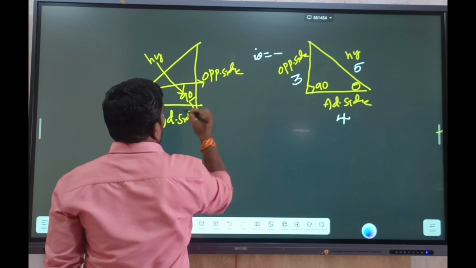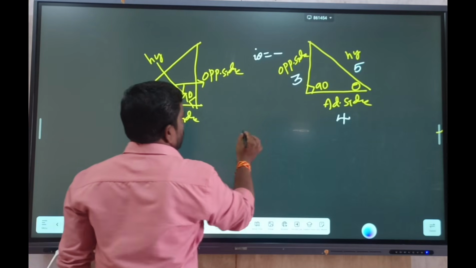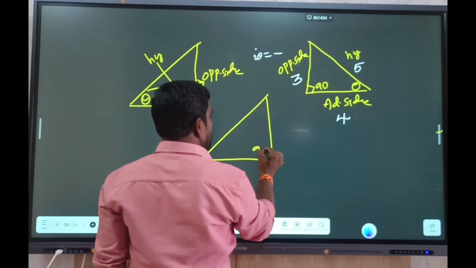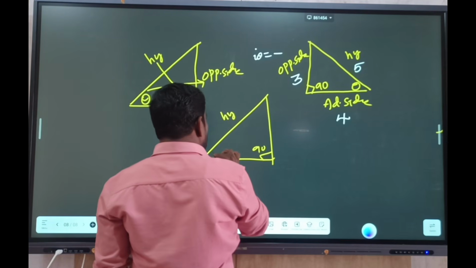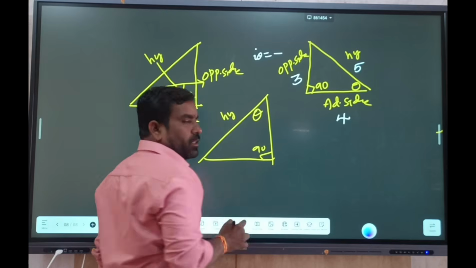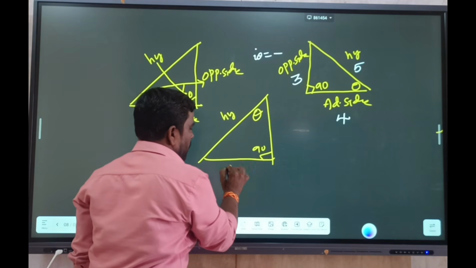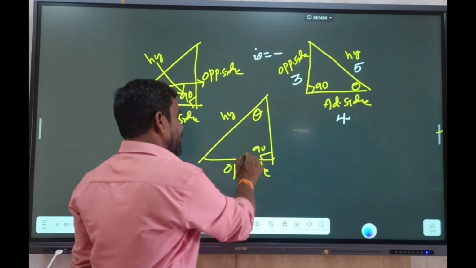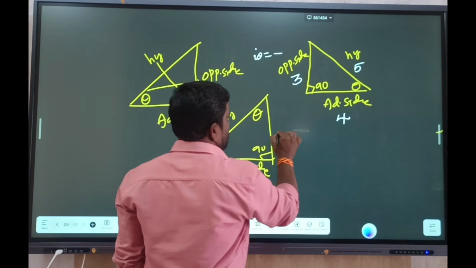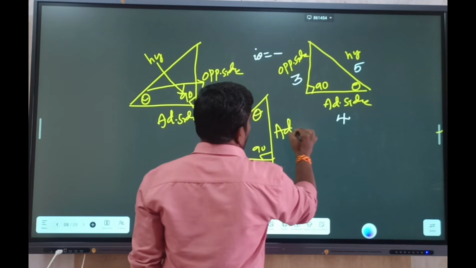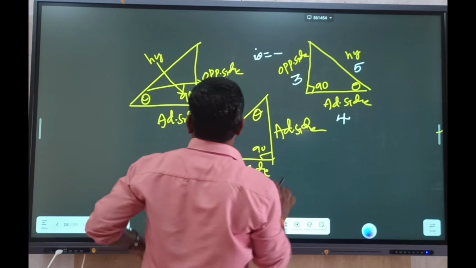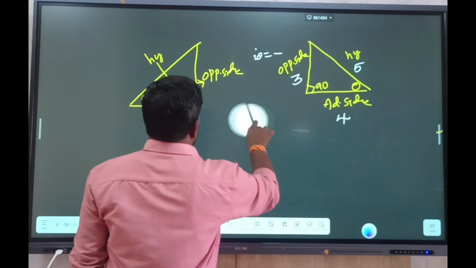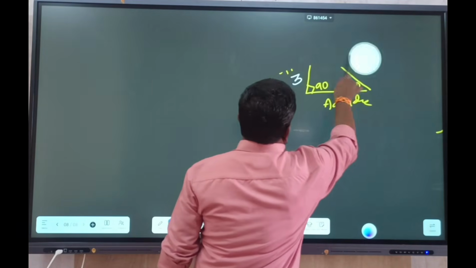Theta exactly opposite side, adjacent. Now suppose I take theta at the other angle. Here we are not taking theta, we take theta here. That time, exactly opposite to theta is the opposite side. Exactly opposite to 90 degrees is the hypotenuse, and the remaining side is the adjacent side. This is a very important basic concept. First of all, learn the basic concept. It is finished. Now some problems.